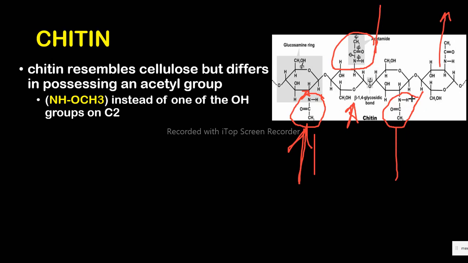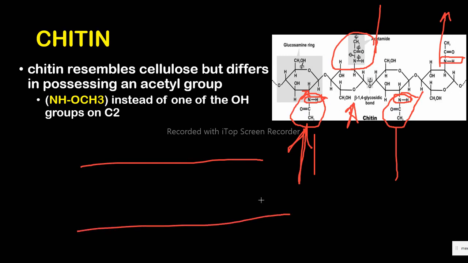Now, because of this NH, when two adjacent chitin strands, I'm trying to accommodate people from different kindergartens, when this NH of this strand approaches the NH of another strand, this is your N, and this is the H. You remember from organic chemistry, where we say that nitrogen also forms hydrogen bonding.